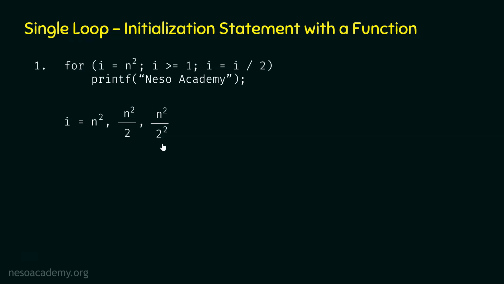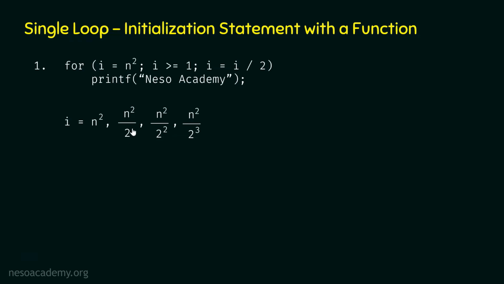We can observe a pattern here. The first value of I is n square by 2 power 0 because n square by 2 power 0 is same as n square. The second value of I is n square by 2 power 1. The third value of I is n square by 2 power 2. Clearly, the fourth value of I is n square by 2 power 3. Only the power of 2 is changing. And we can observe the power of 2 is always 1 greater than the previous power.